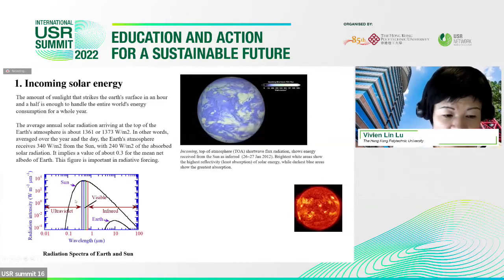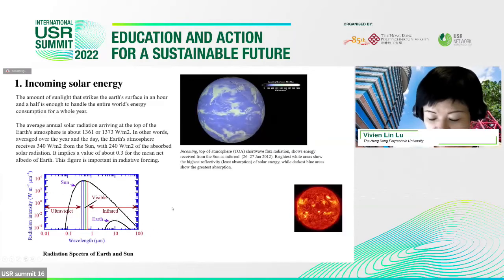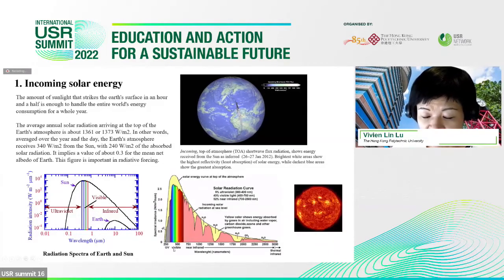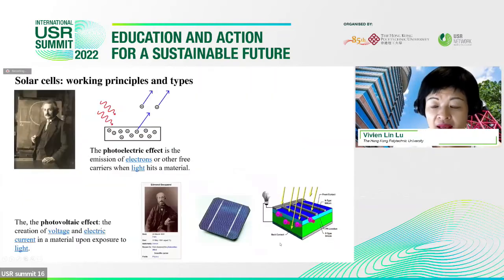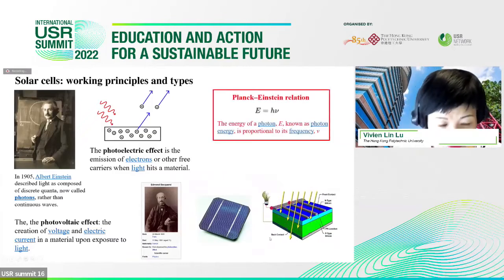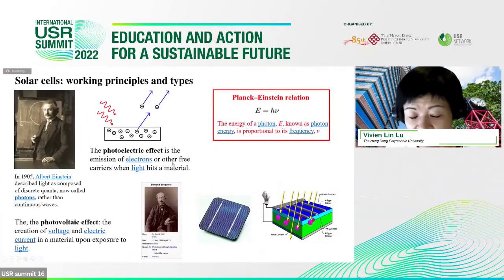We can see the solar spectrum, in fact, is from several nanometers to 100 micrometers. However, due to the intensity, we merely care about the solar spectrum from 250 nanometers to 3 micrometers. And then we look at the working principle of the solar cell. We understand there is the photoelectric effect from Albert Einstein, and also later from other scientists, the photovoltaic effect. We found that when photons of sunlight strike some specific materials, electrons will be emitted. If we collect the electrons and connect them to an external circuit, then we have currents.